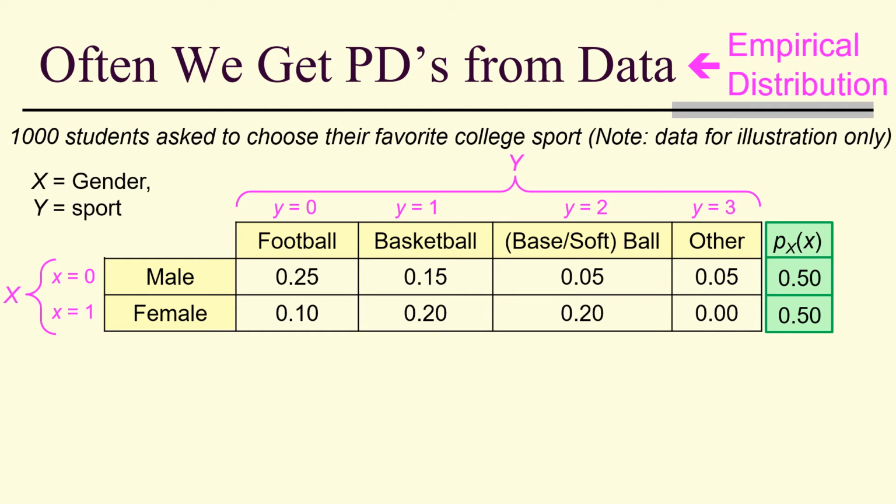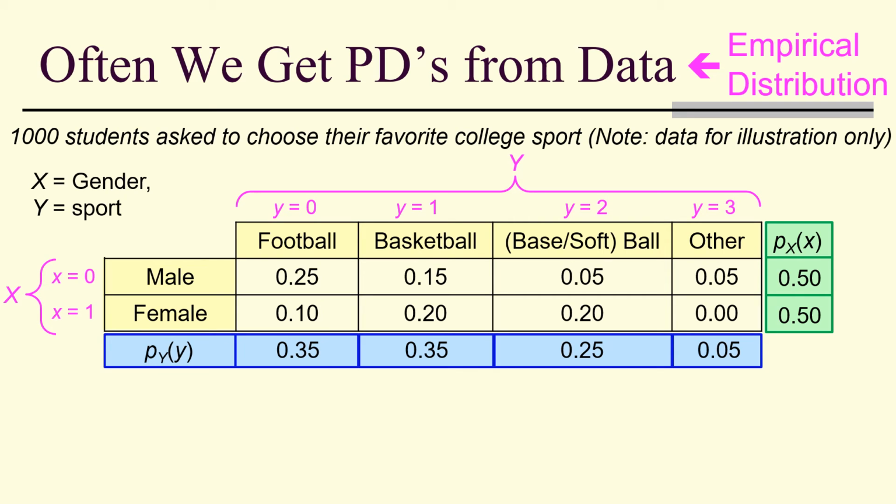Our marginal probabilities for X is just the sums over the row, so there's a 50% chance of male and a 50% chance of female if you were to select a student at random from this 1,000 students. Similarly, we get the marginal distribution for Y.